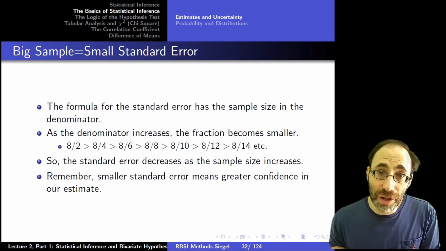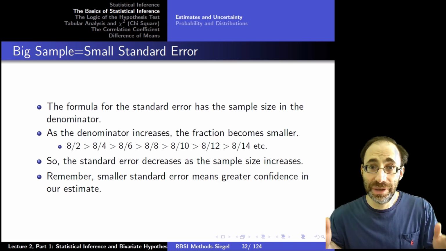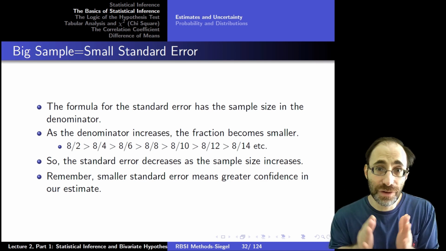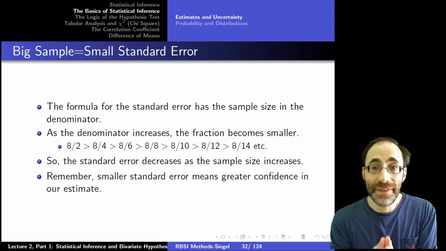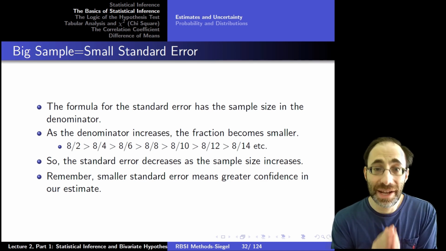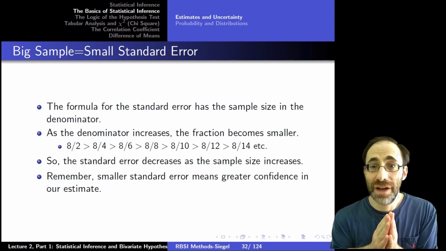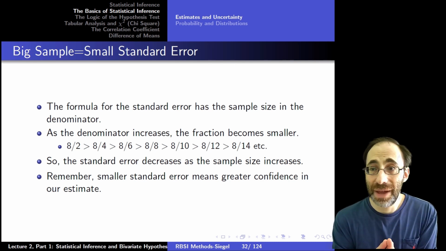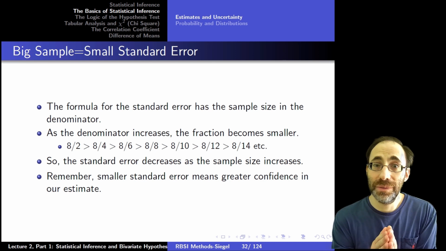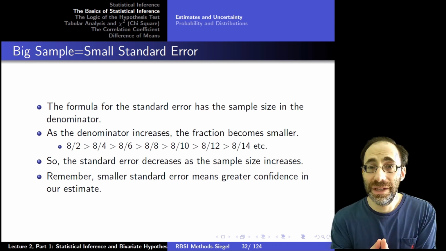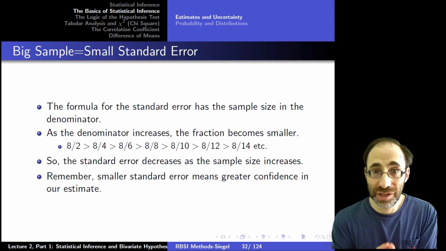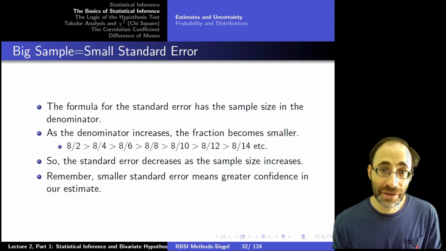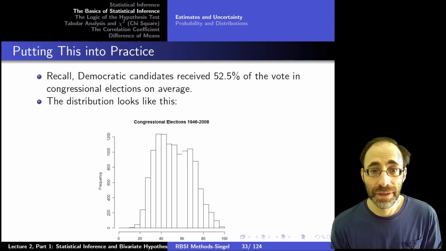And remember, smaller standard error means a sampling distribution that's more tightly focused around the true mean, and therefore greater confidence in our estimates, because we have confidence that any sample mean we happen to draw from any particular sample we could take would have a mean pretty close to the true population mean. That increases our confidence in our samples.